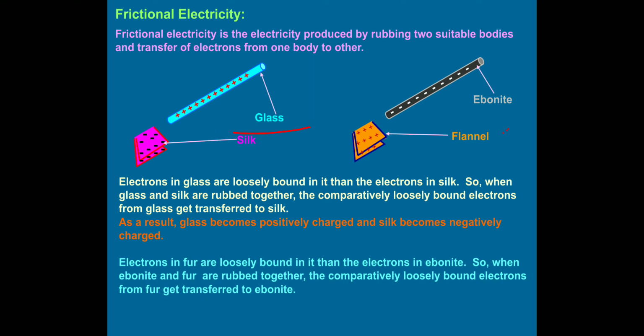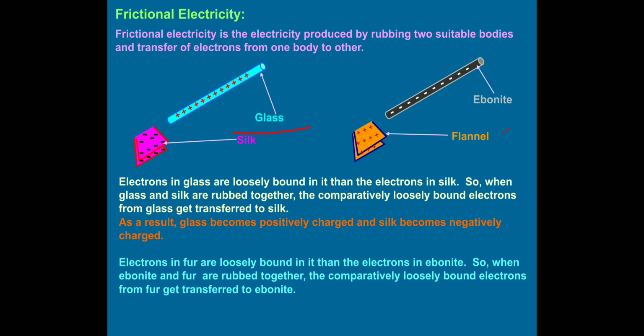Similarly, in another case, ebonite. Electrons in fur are loosely bound than the electrons in ebonite. So when ebonite and fur are rubbed together, the comparatively loosely bound electrons from fur get transferred to the ebonite. So in first case, electrons were loosely bound in glass rod. In second case, electrons were loosely bound in flannel.